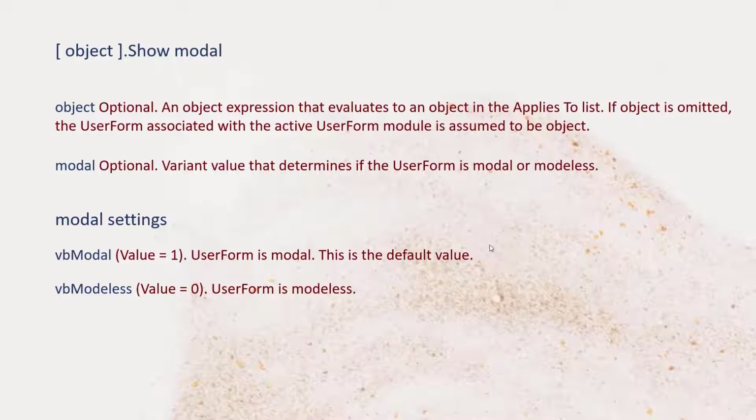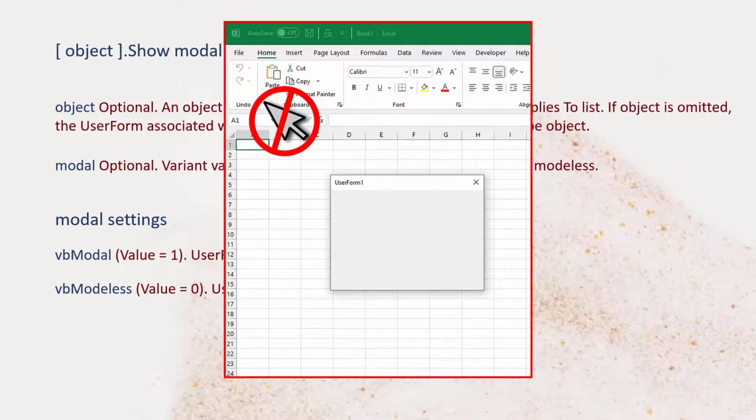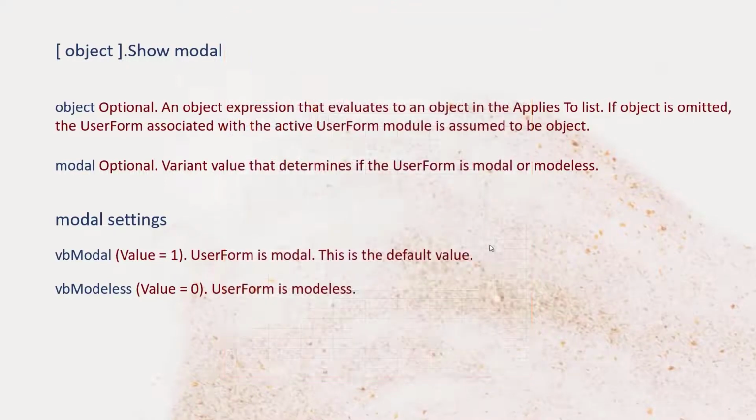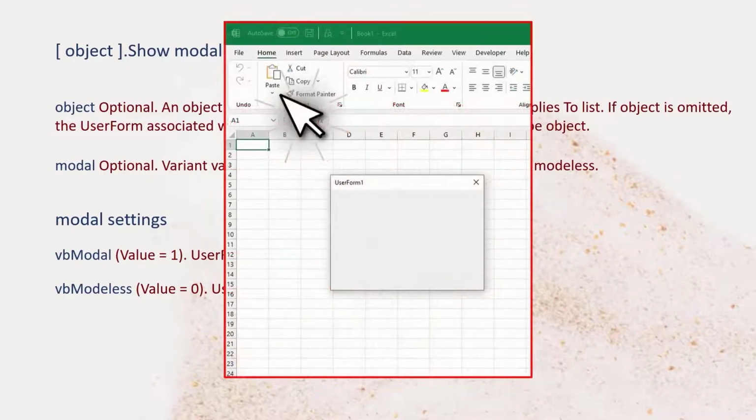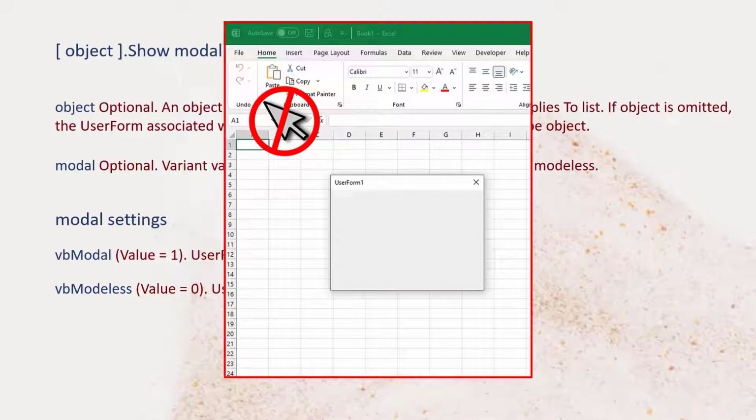The difference between modal and modeless is very simple. When the user form is shown as modal, then it will prevent you from interacting with the rest of the application until you dismiss the user form. A modeless user form will allow the user to interact with the other parts of the graphical user interface, for example, clicking on a worksheet, entering data in a worksheet, etc. We will show our user form as modal.